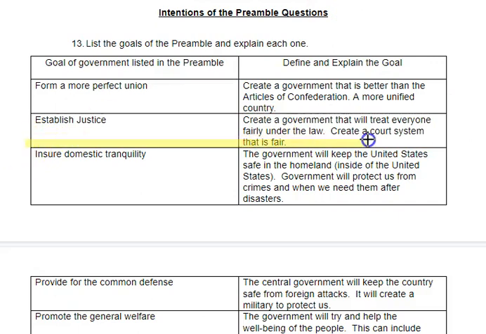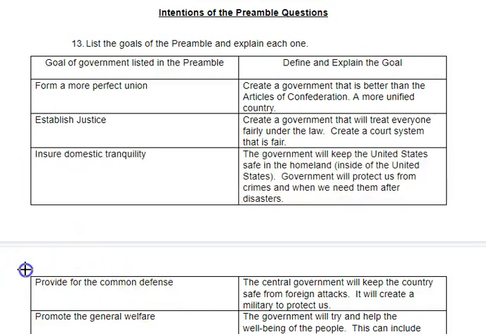Next one we have is ensure domestic tranquility. Now, ensure means to make sure. Domestic is at home. Tranquility means peace. So literally speaking, make sure home is at peace. And the government's going to make sure to keep the homeland safe, so inside the United States. It's going to protect us from crimes and other issues when we have domestic problems like natural disasters, hurricanes, forest fires. These are things that are going to keep us safe at home here in the United States.